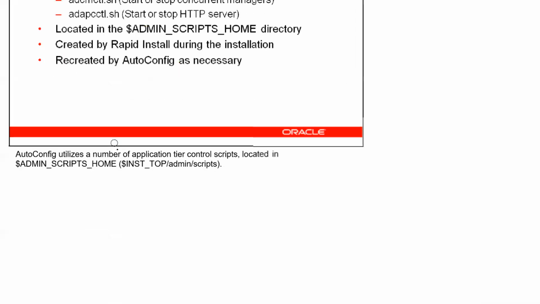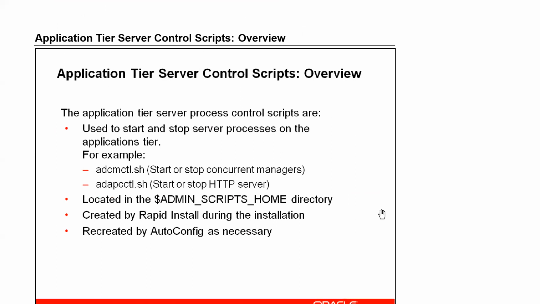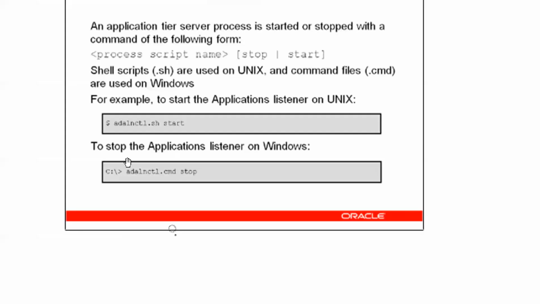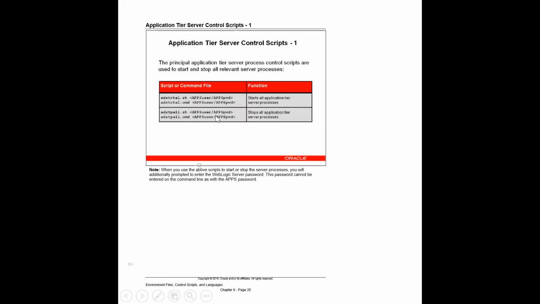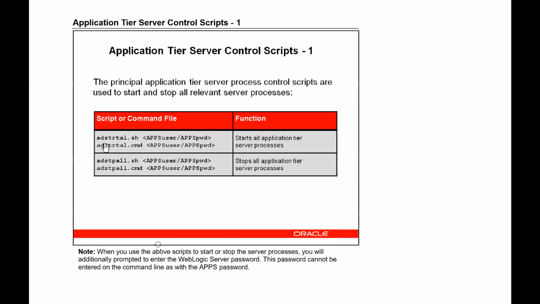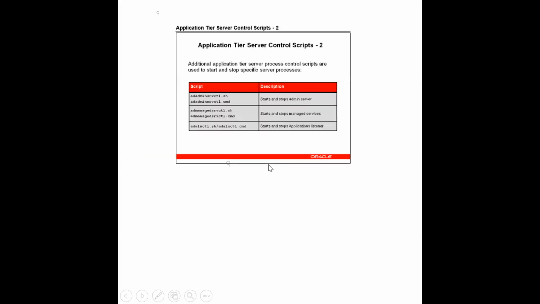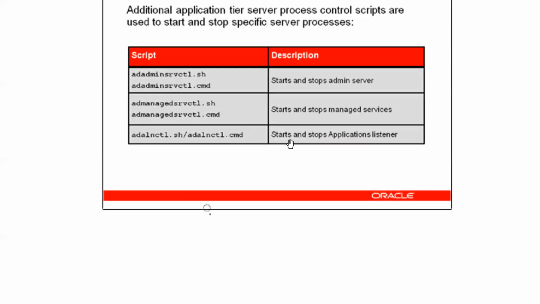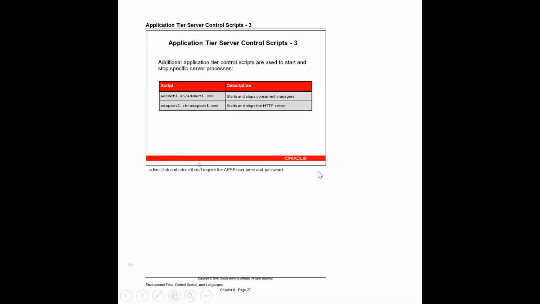So all your start stop scripts are available in admin scripts home. Start and stop scripts are available in this particular directory. So if you want to start the listener, you can say adalnctl start. If you want to start the entire application, you can use start all apps. If you want to stop all. Plus, if you want to start the admin server, how to do that? They have given all these particular commands.